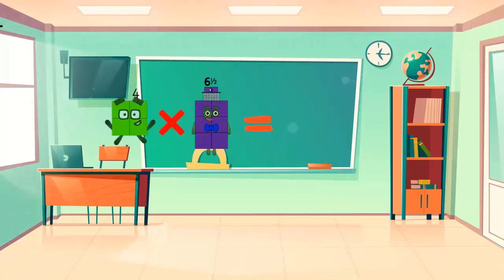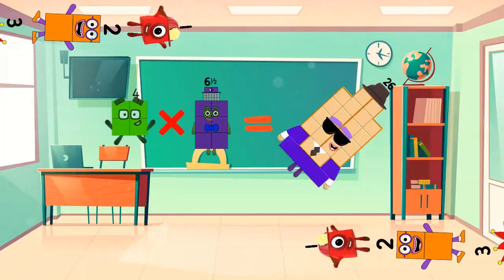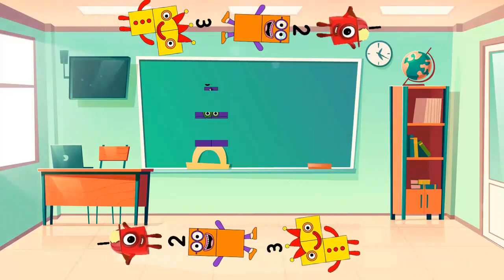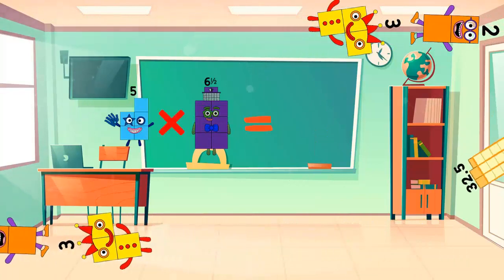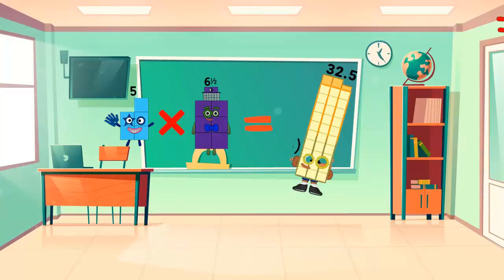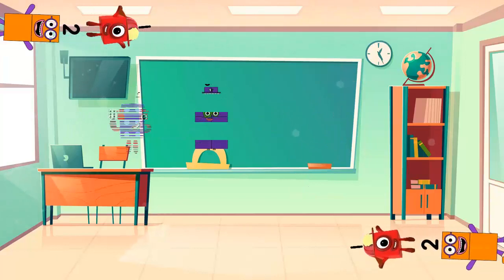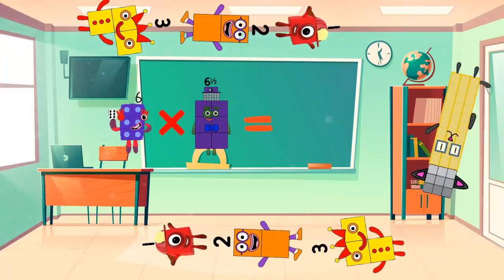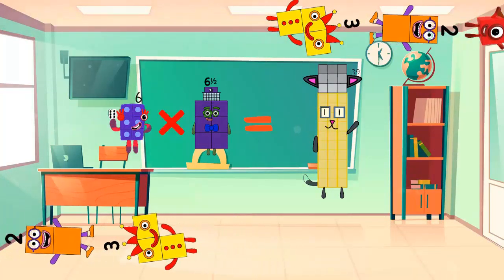4 multiply 6.5 is equal to 26. 5 multiply 6.5 is equal to 32.5. 6 multiply 6.5 is equal to 39.